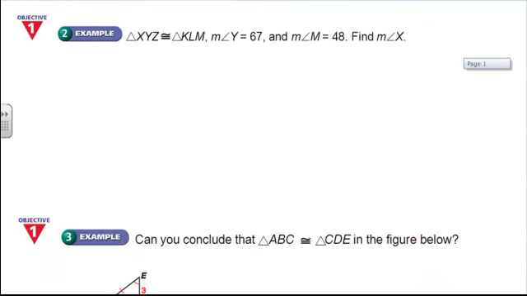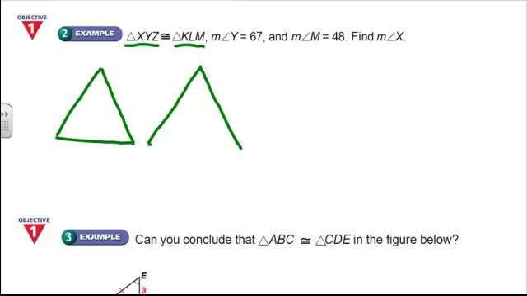Next example. I don't have a picture for this one. It tells me that triangle XYZ is congruent to triangle KLM. And that's all I know. So I'm going to draw 2 triangles that are rather generic but look alike. I'm going to label this one X, Y, Z. I'm going to label this one the same way. X has to match up with K, Y has to match up with L, and Z has to match up with M. Now here are my 2 triangles.